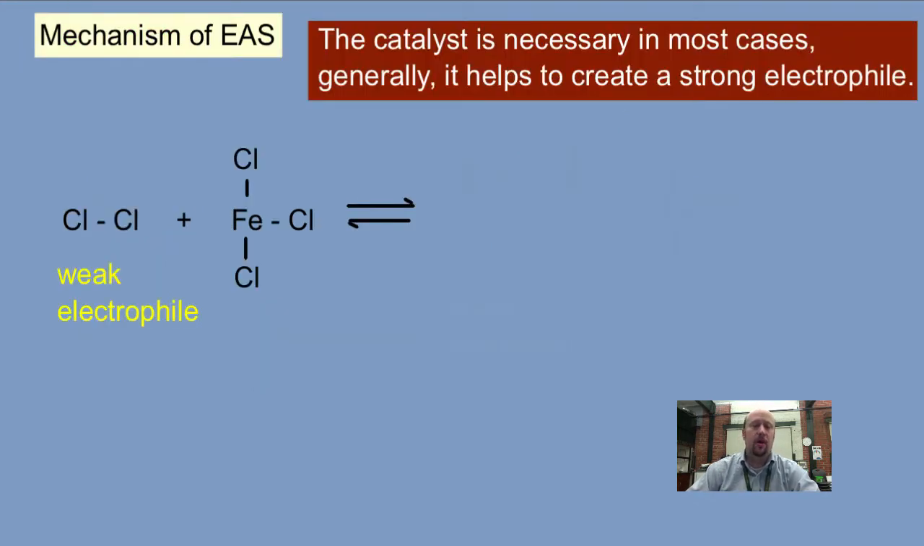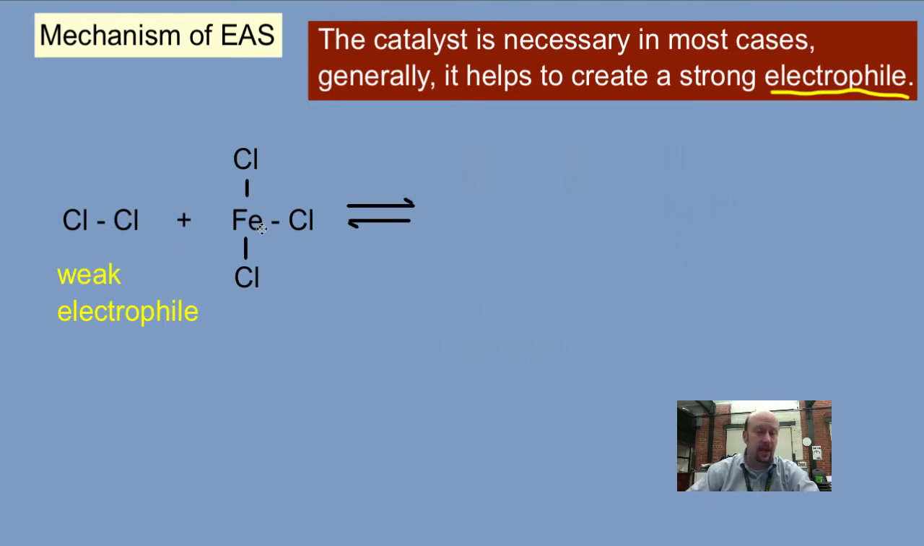Okay, so we're going to talk a little bit about the mechanism of the EAS. And so the mechanism for EAS, we're pretty much always going to require some sort of catalyst. The point behind the catalyst is to help us get our electrophile. Okay, we're doing electrophilic substitution, so we're going to need a strong electrophile to make that happen. So when we put these two things in here in this chlorination reaction, our chlorine is actually a relatively weak electrophile.